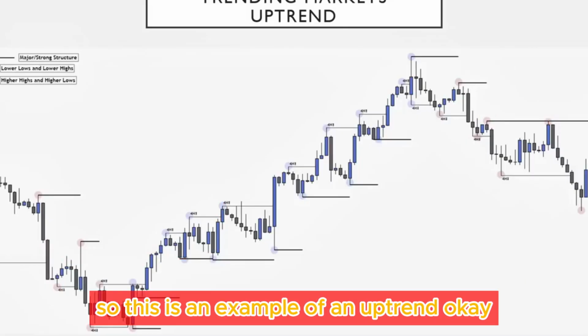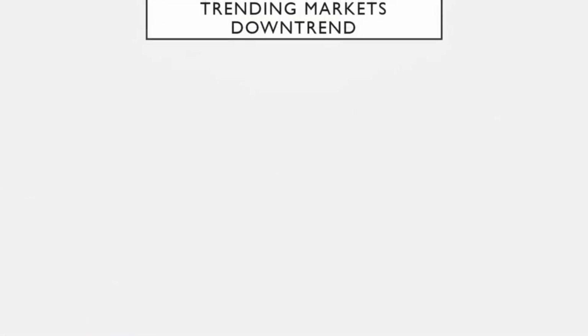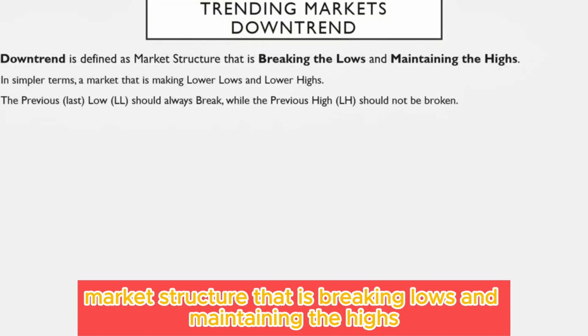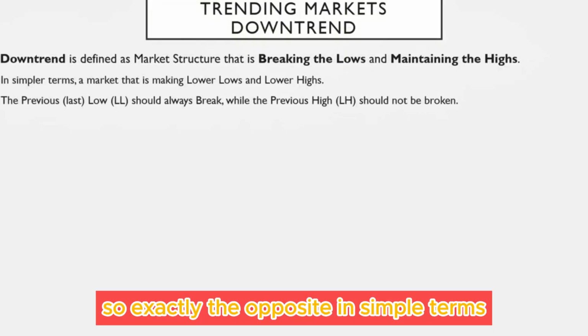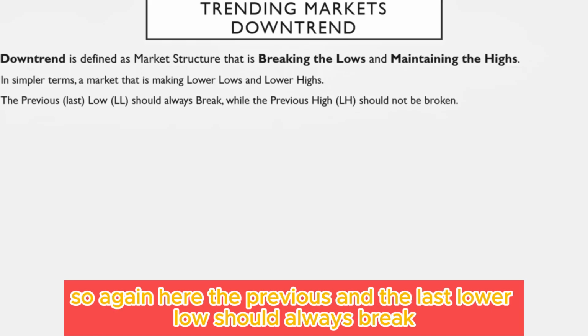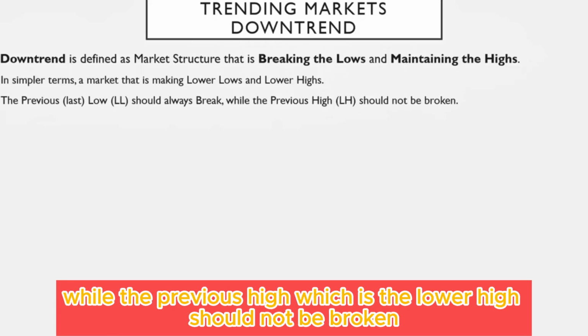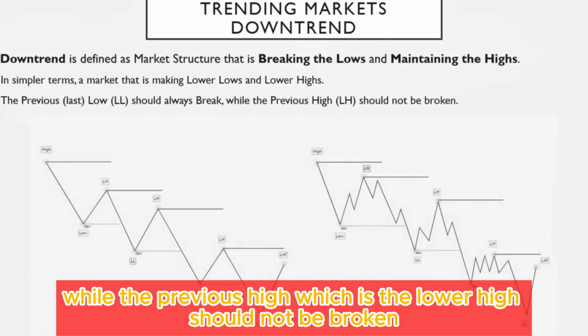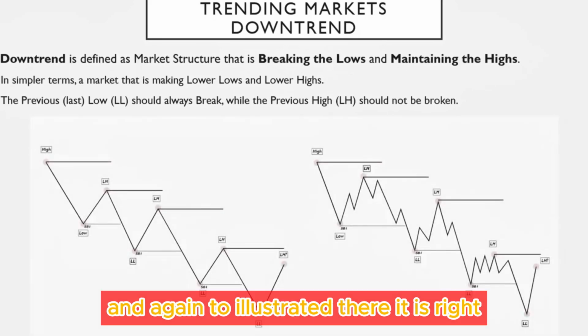So this is an example of an uptrend, okay? Downtrend, market structure that is breaking lows and maintaining the highs. So exactly the opposite. In simple terms, a market that is making lower lows and lower highs. So again, here, the previous and the last lower low should always break, while the previous high, which is the lower high, should not be broken. And again, to illustrate it, there it is, right?